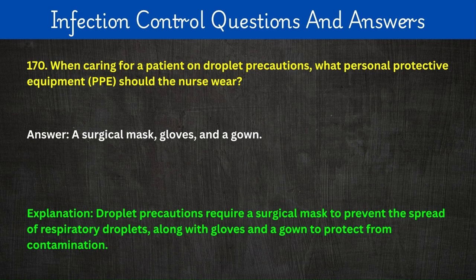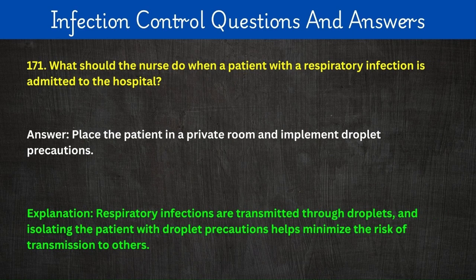Explanation: droplet precautions require a surgical mask to prevent the spread of respiratory droplets, along with gloves and a gown to protect from contamination.